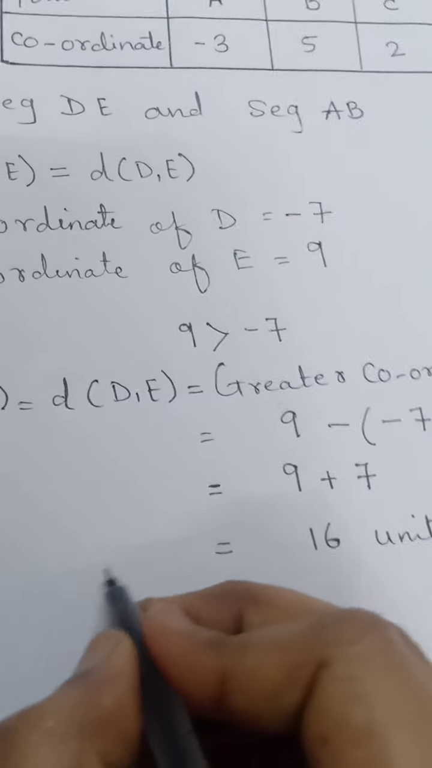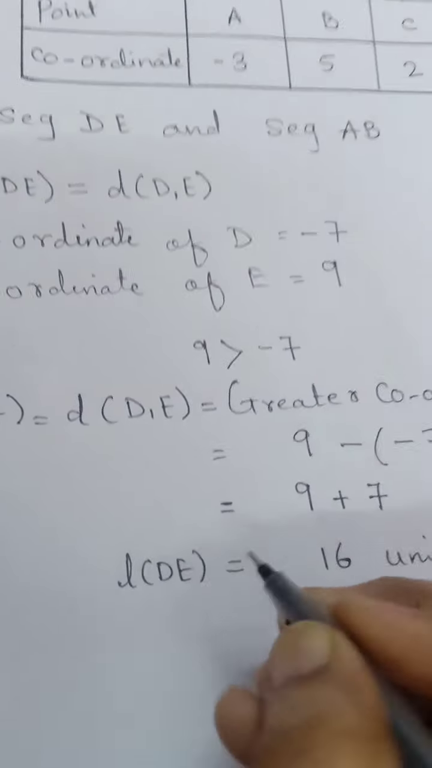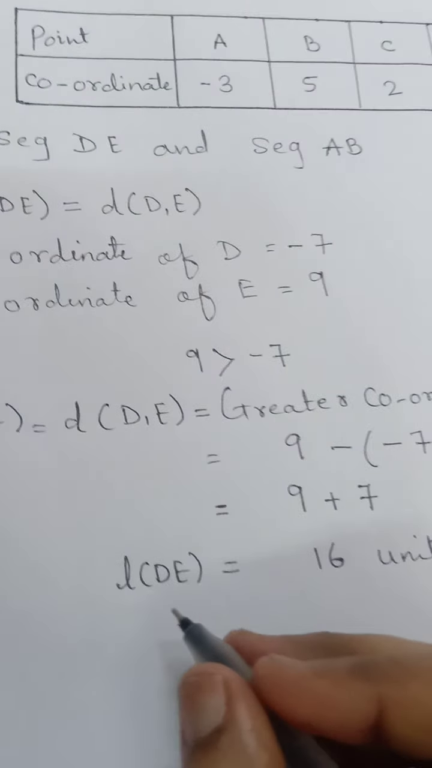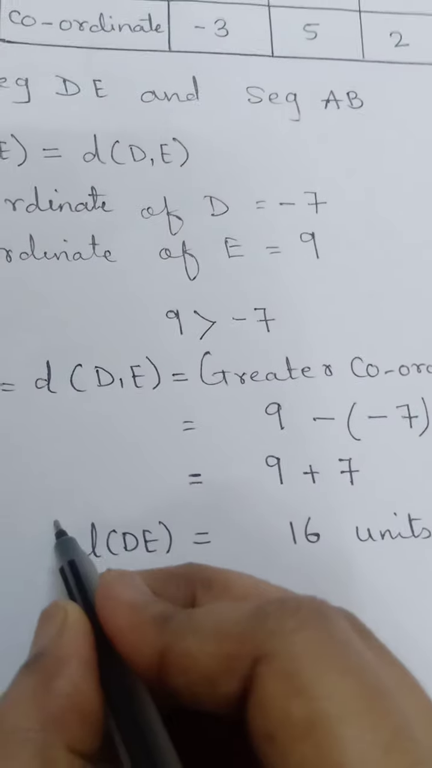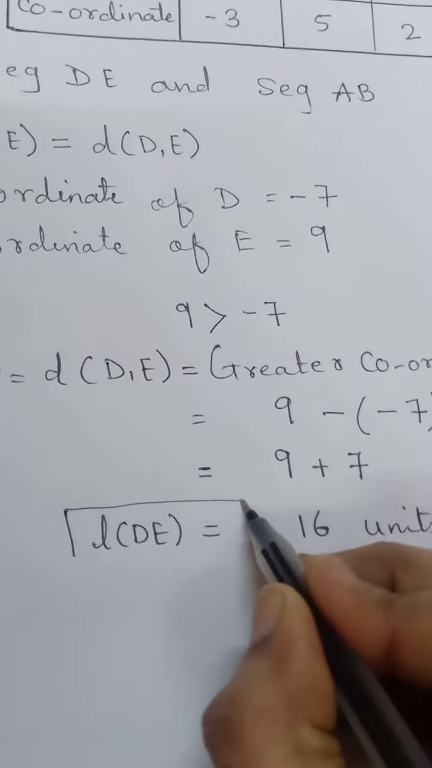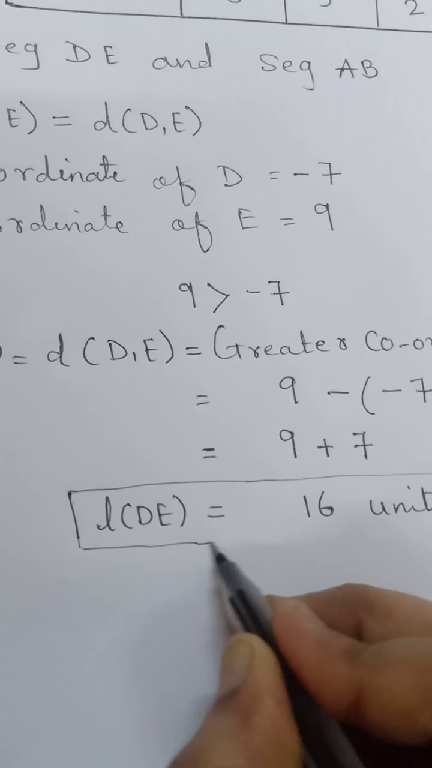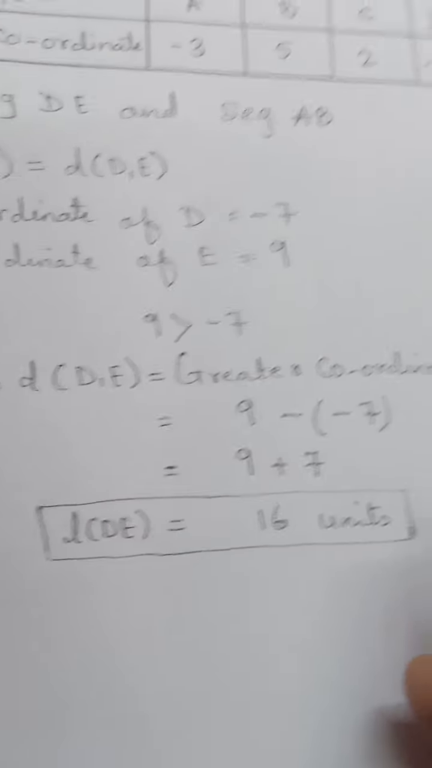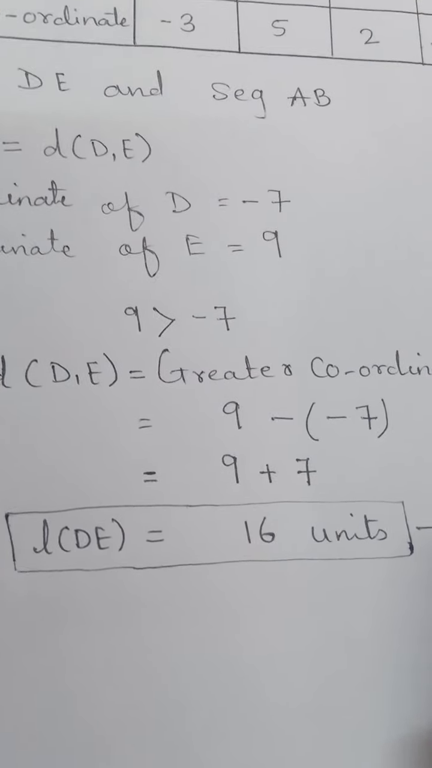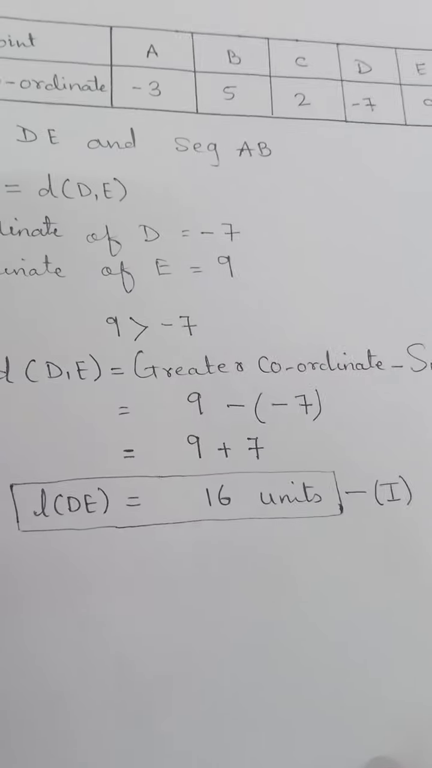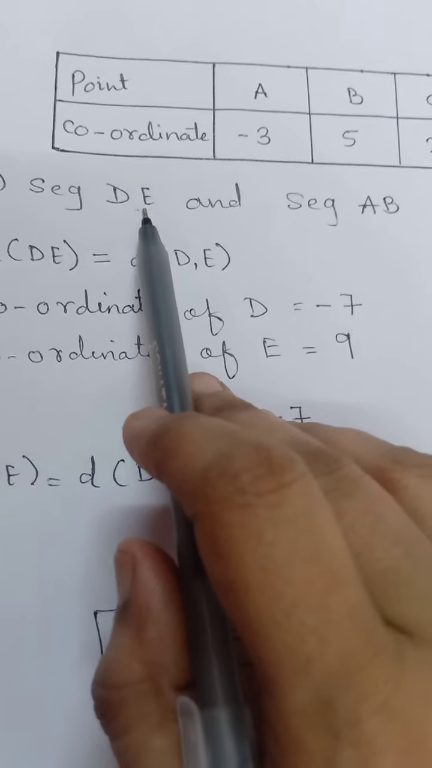So what we have calculated is nothing but the length of DE, because it is equal to the distance. If you want you can write both, or anyone also you can write. So it is the length of DE. I have told you to make a habit of writing the final answer like this, that is in a box. Now we will give it equation number 1. It will help us to compare the equations afterwards. So till now we have calculated only the length of DE.